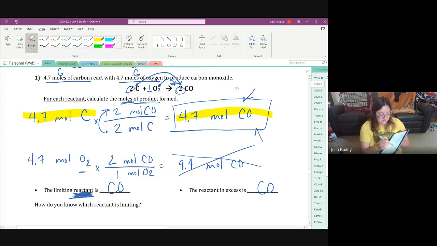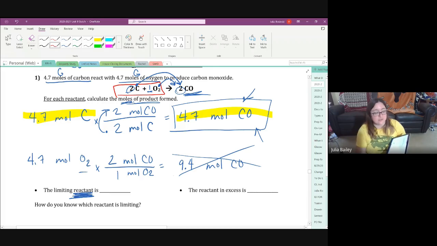First of all, you can't have the same thing be both your limiting and your excess. That's not how words work. Second of all, CO is not a reactant. CO was a product in this problem. It was on the product side. So we need to make sure what goes in this blank is actually a reactant. We only had 2 reactants in this problem, carbon and oxygen. So one of them has to be carbon and one of them has to be oxygen, because those are our only 2 reactants.